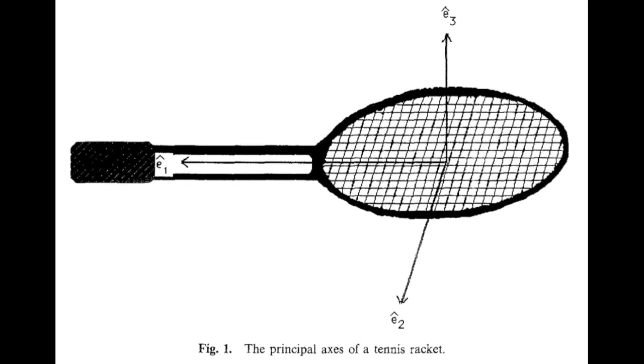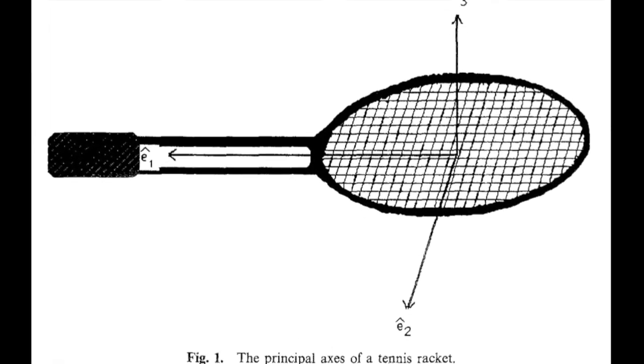Have you ever thrown your phone into the air? But wait, why did it flip mid-air? Okay, let's go slower this time and see what actually happens. This phone has three principal moments of inertia about these three axes.